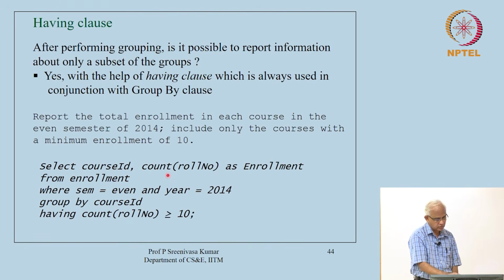applied. So, since there is a having clause, while reporting you report only those groups that have this specific value, count roll number is at least 10. That is what this is. So, the result of this will be course ID and enrollment for all those courses offered in even semester 2014, provided those courses have at least 10 students.